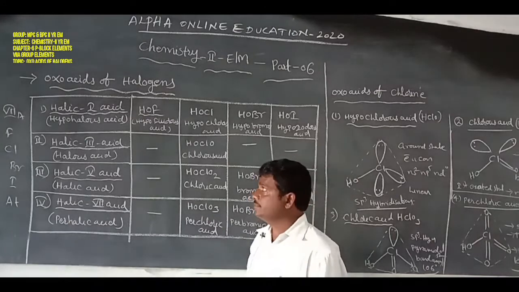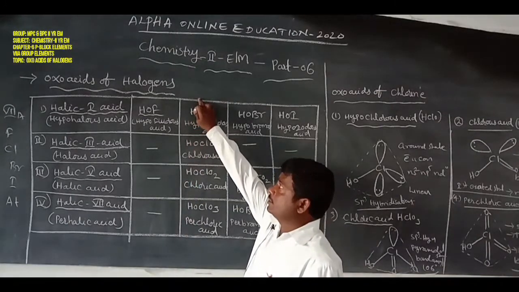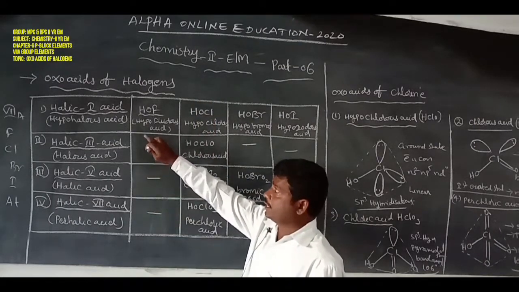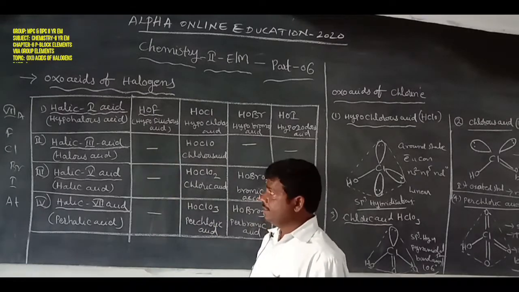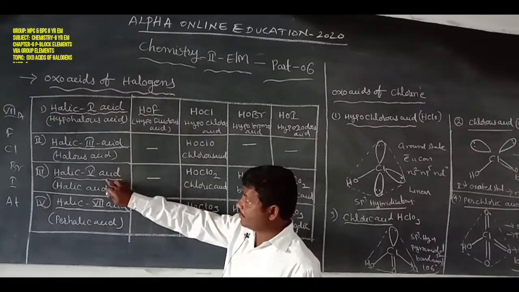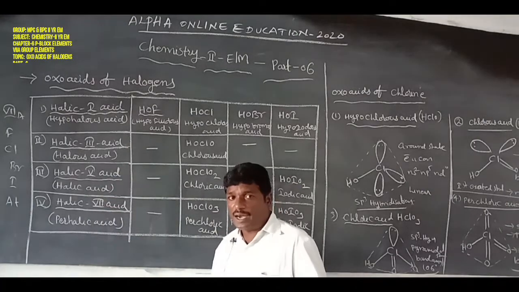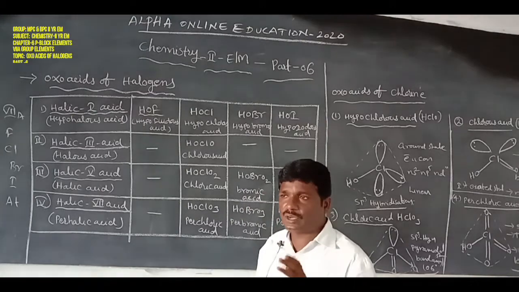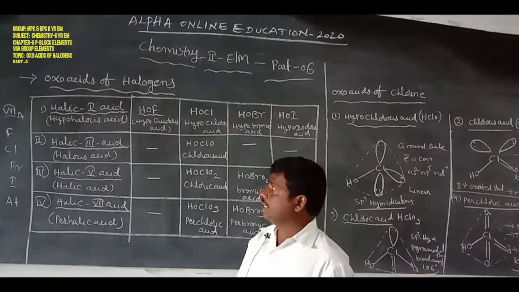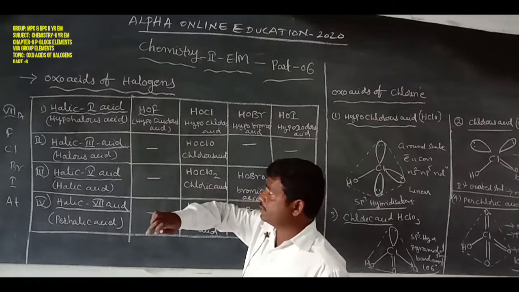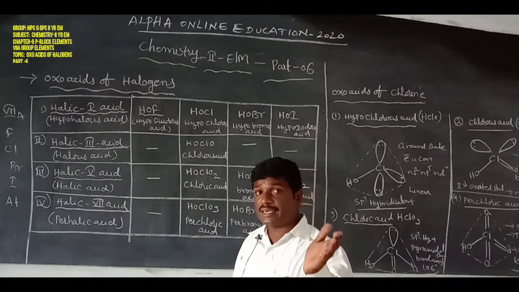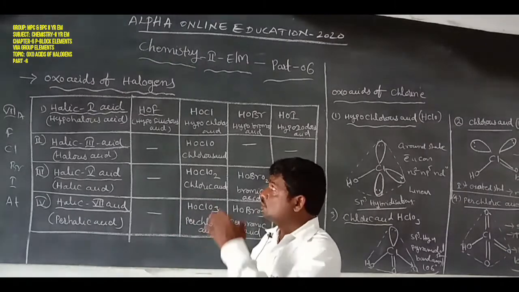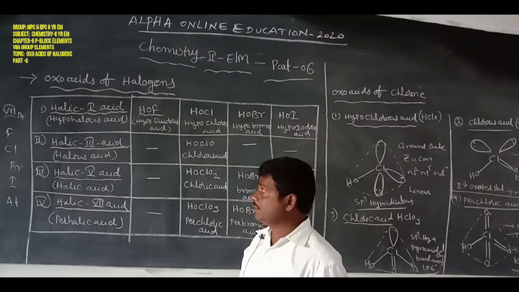The halogen elements form oxo acids of 4 types: halic 1 acid, halic 3 acid, halic 5 acid, and halic 7 acid. All halogen elements form oxo acids, and those oxo acids are classified into 4 types, based on the oxides dissolving in water to form the oxo acids of the halogens.